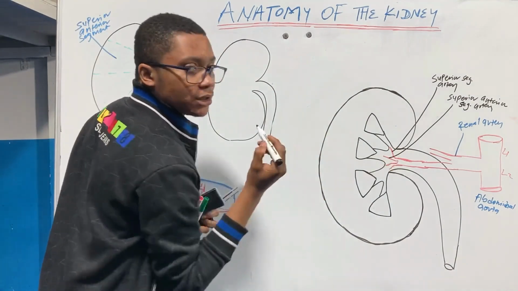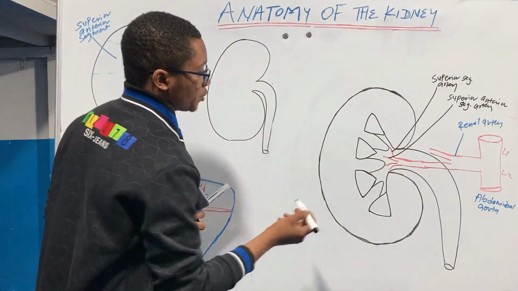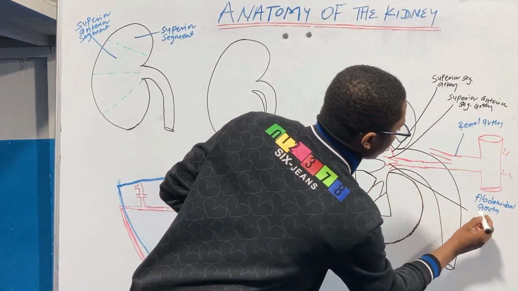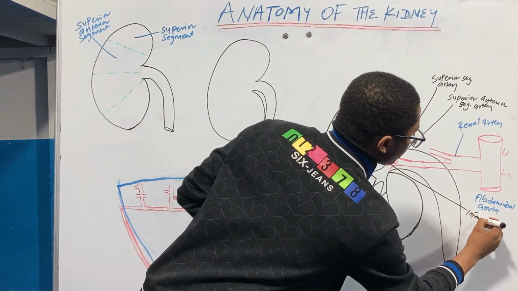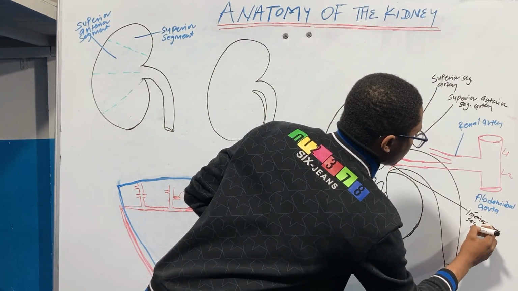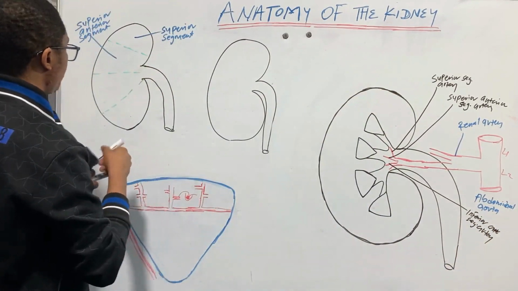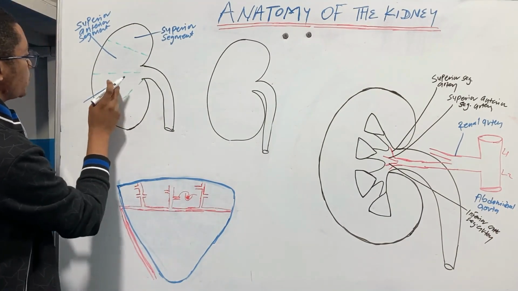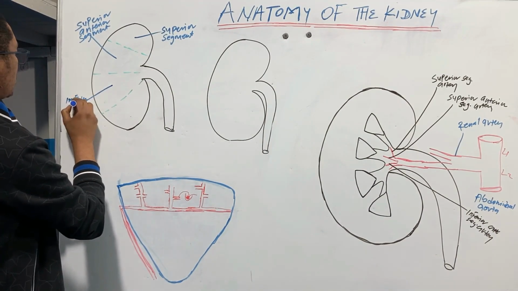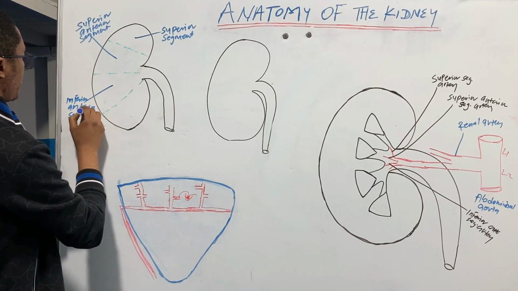Then the next segmental artery, which is the inferior anterior segmental artery, which is this artery here, comes to the inferior anterior segment, which is this segment here. This is the inferior anterior segment.